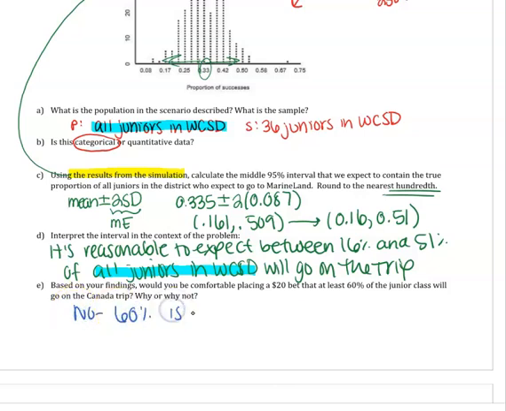60% is outside the middle 95%, and therefore unlikely to happen.